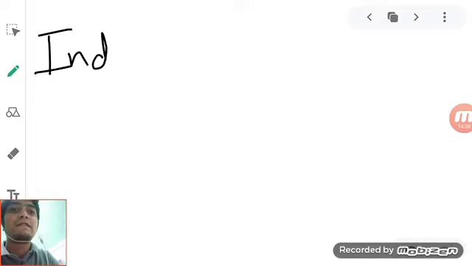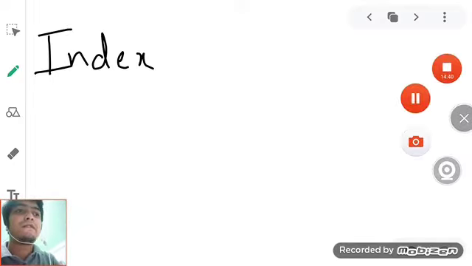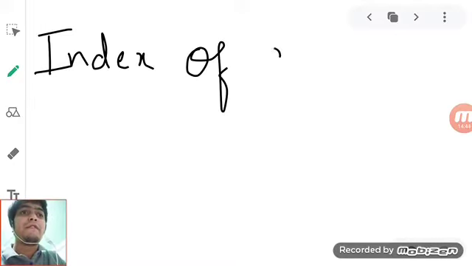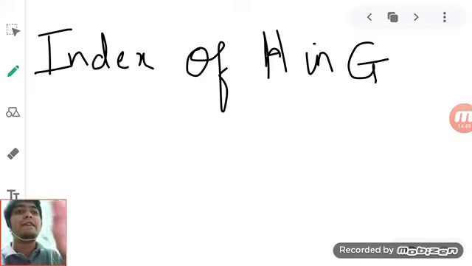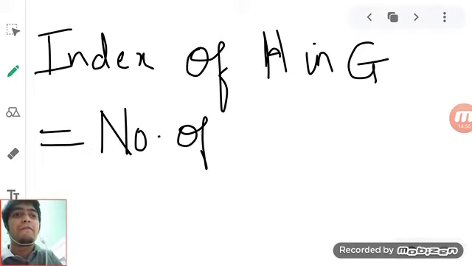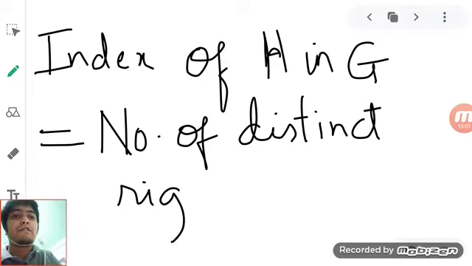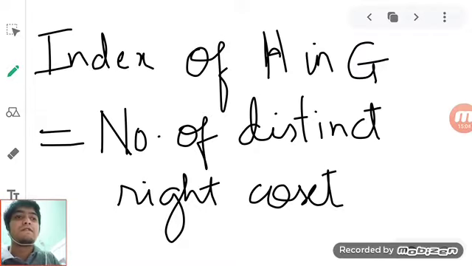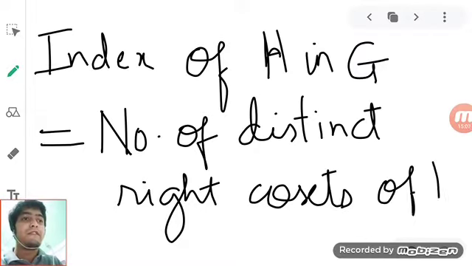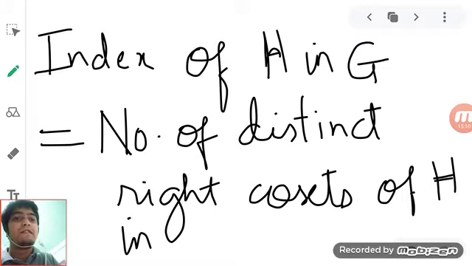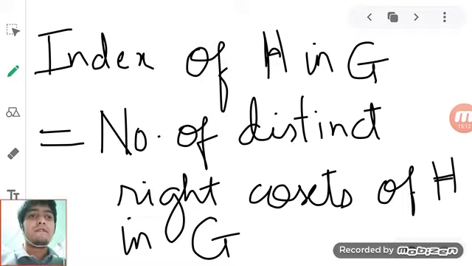Index of H in G. H is a subgroup of G. Index of H in G, okay, this one is the number of distinct right cosets of H in G. Okay, so just like in the last example, the index of H is equal to 2.